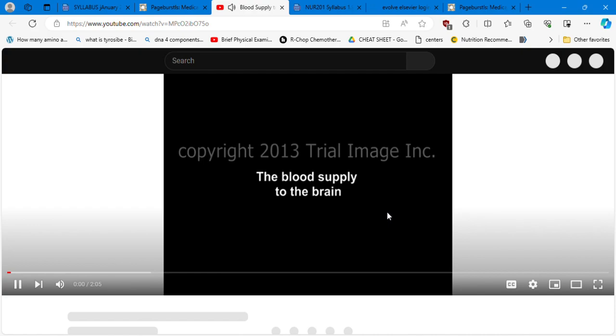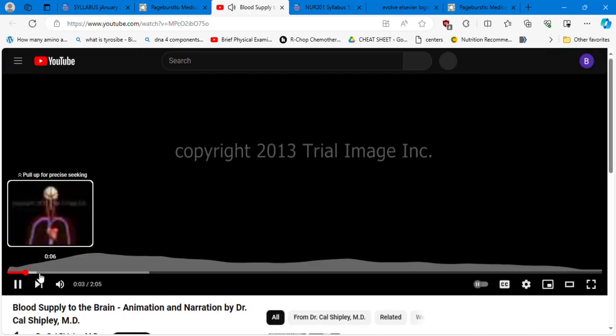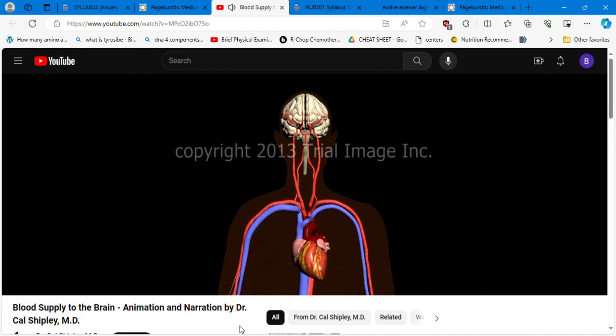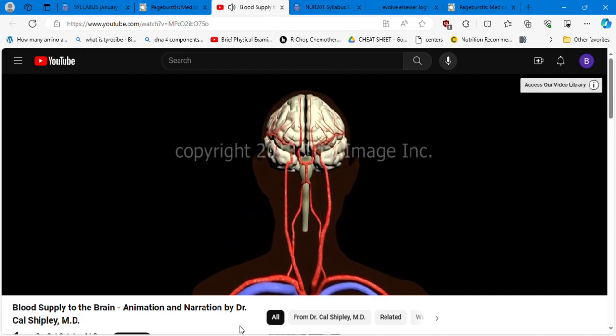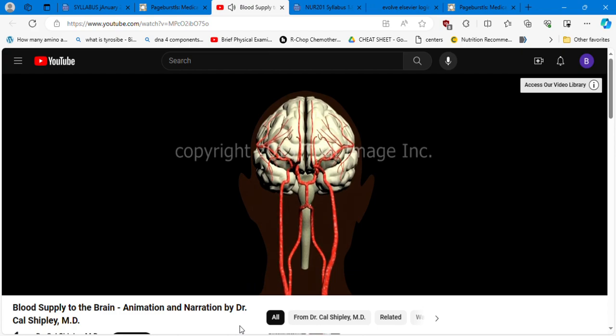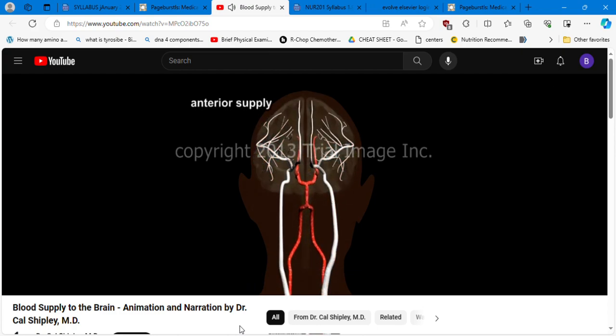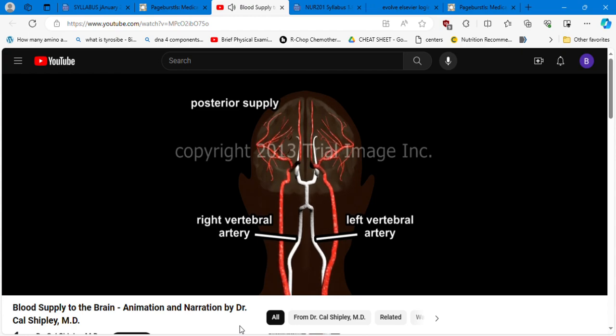This is Dr. Cal Shipley with a review of the blood supply to the brain. Blood is supplied to the brain by 2 pairs of arteries. The anterior supply supplies blood primarily to the middle and front portions of the brain and consists of the left and right carotid arteries. The posterior supply supplies blood primarily to the brainstem and back portions of the brain and consists of the right and left vertebral arteries, which then join together to form the single basilar artery.